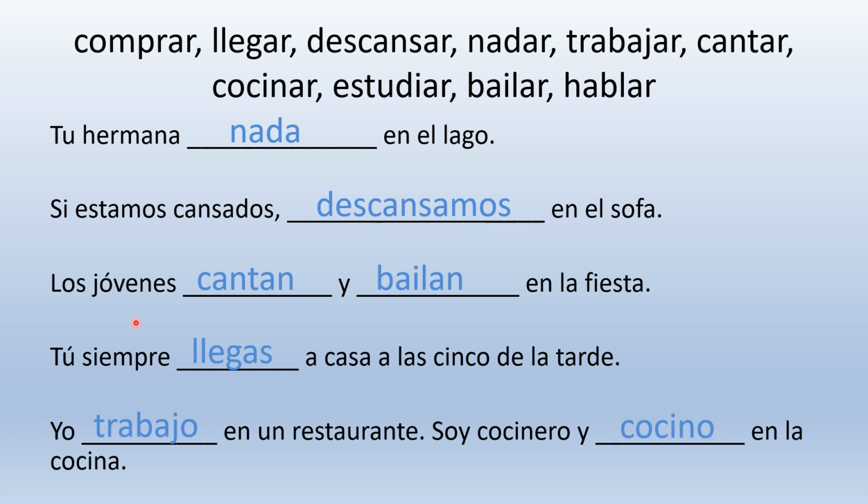I cook. So let's read that and then repeat after me. Yo trabajo en un restaurante. Soy cocinero y cocino en la cocina. I work in a restaurant. I am a cook, and I cook in the kitchen. Excelente. Good job.